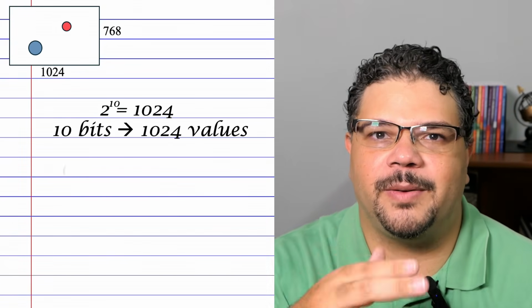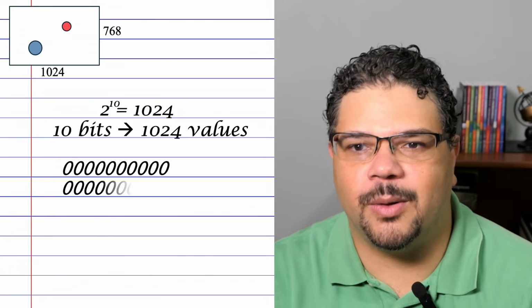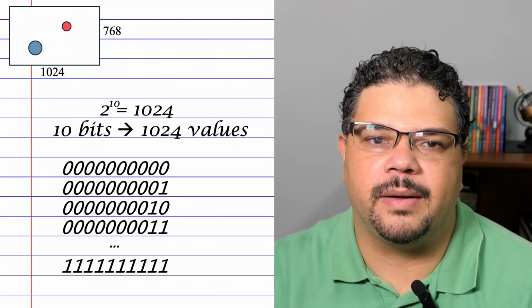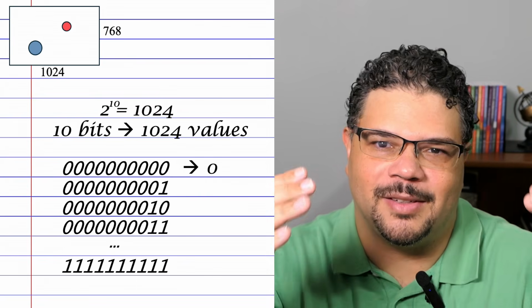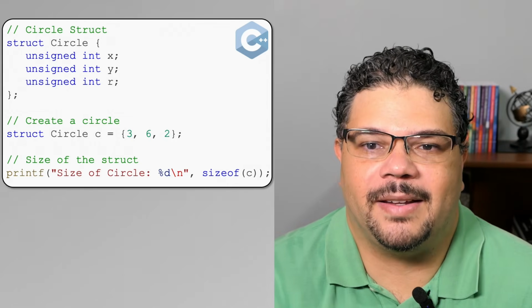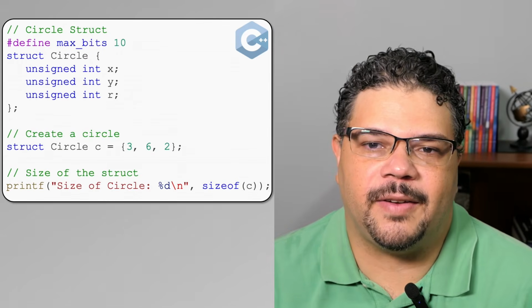That means with 10 binary bits, we can represent 1024 different values, starting with 0000000000, 0000000001, 0000000010, and all the way up to 1111111111, which we'll interpret as the values 0, 1, 2, and 3, all the way to 1023. That means we can represent anything we care about in terms of pixel addresses with only 10 bits of data. So let's add a constant representing this value 10.